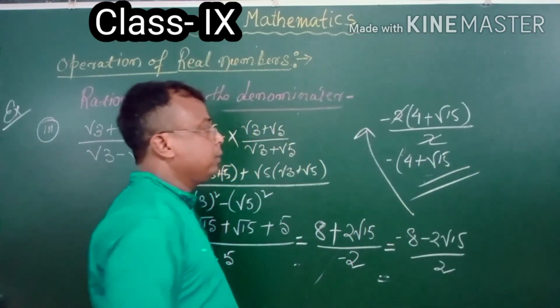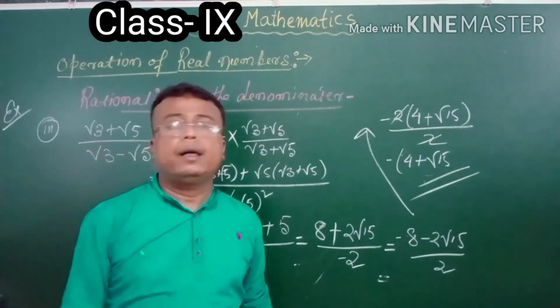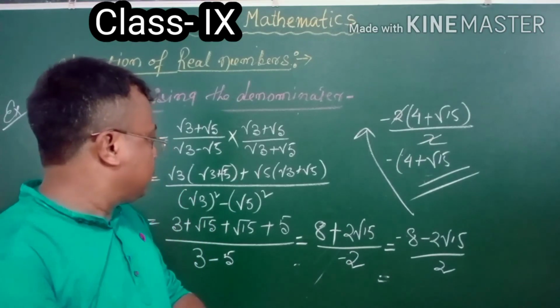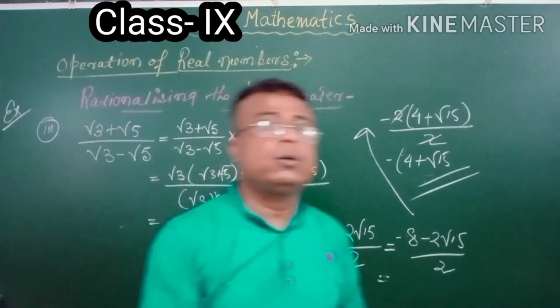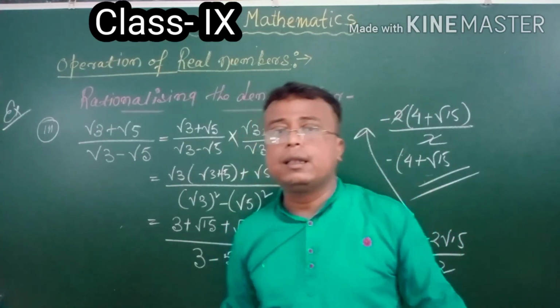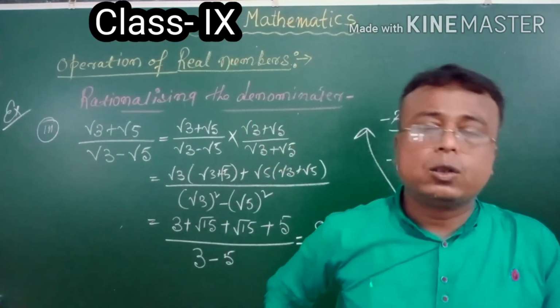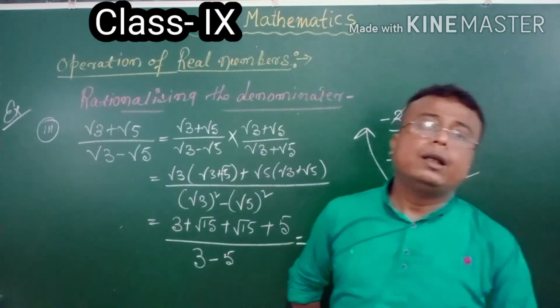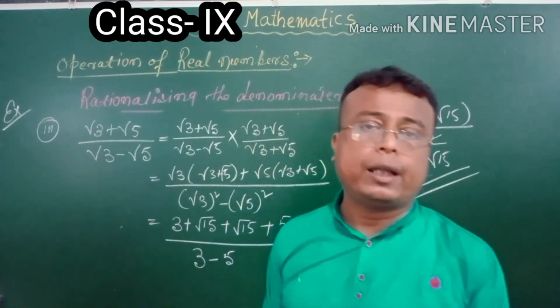You see, denominator become what? A rational number. Okay. So that much for today's class. Hope you understood what is the rationalizing the denominator, and you also understood how we can do the operation of what? Real number. So thank you very much and have a nice day.